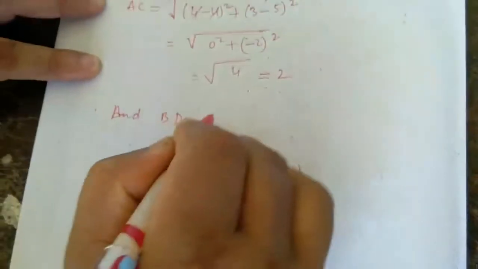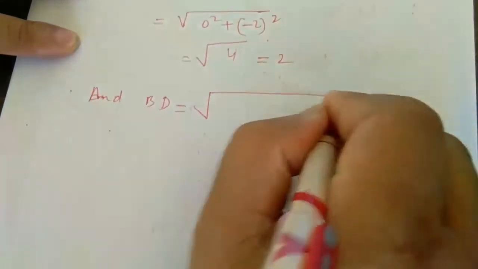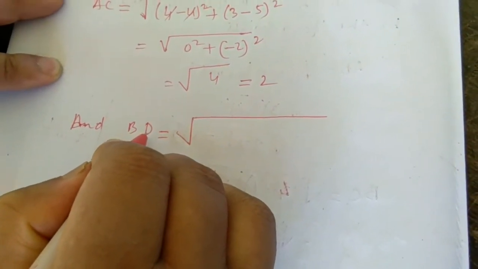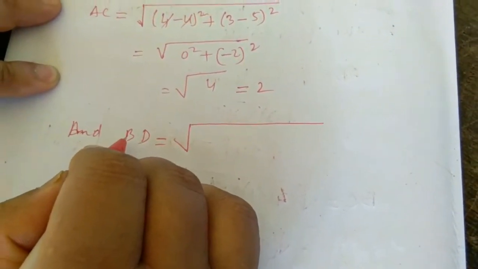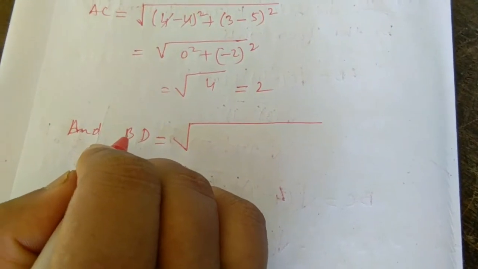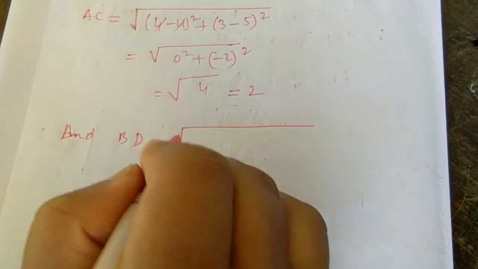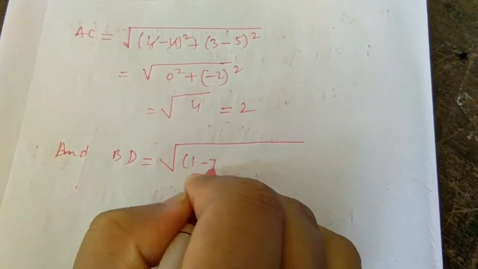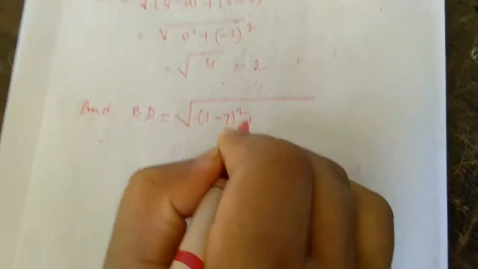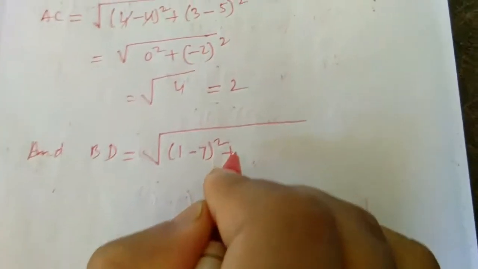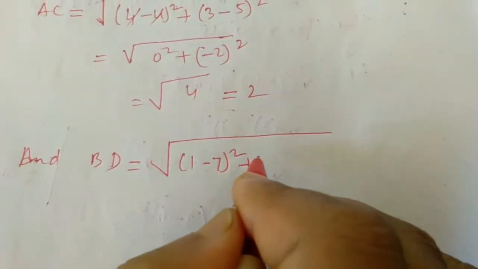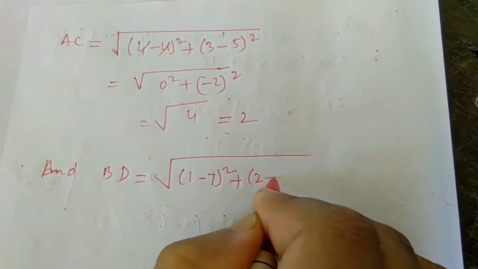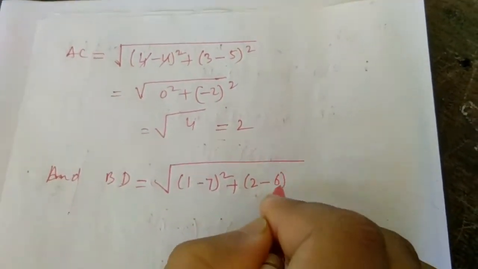And we will find BD now. BD, find the distance between B and D. Same as before. The coordinate of D will be your x2, y2, B will be your x1, y1. Okay, so here x2 means 1 minus x1 means 7 whole square, plus y2 means 2, minus y1 means 6 whole square.